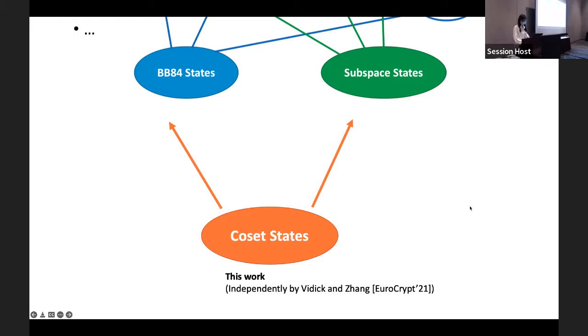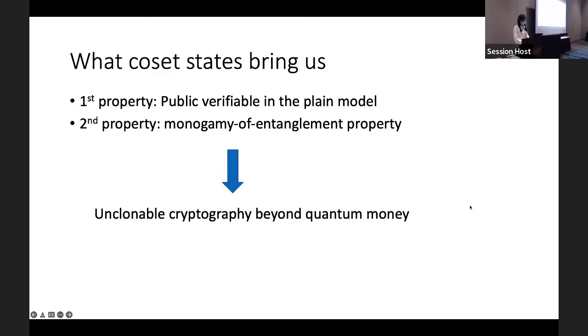So on a high level, what are some of these properties? The first property is that, similar to subspace states, they have algebraic structure that can make them publicly verifiable. In particular, we can make them publicly verifiable in the plain model. That's what cryptographers usually mean by the plain model: it just means we do not have to use oracles. The second thing is a property which subspace states don't have, but BB84 states do. That is, it satisfies a monogamy of entanglement property. Using these two properties, we can realize more powerful unclonable crypto primitives.